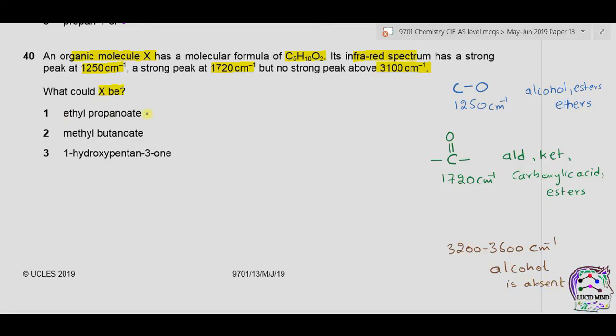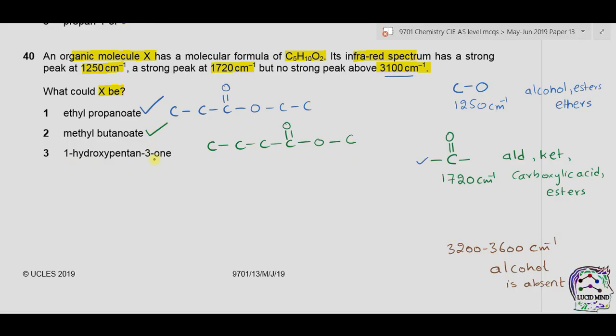Let's look into the options. One is ethyl propanoate, so we can draw it like this. As we can see, a carbonyl carbon is present, so this peak is present for ethyl propanoate. A carbon-oxygen bond is present, so the 1250 per centimeter peak is also present. As there is no OH group, the third peak is absent. So 1 is true. Second is methyl butanoate. Again, this is an ester. The structure will be like this, as we have butanoate and a methyl group is attached. Again, we have a carbonyl carbon, a carbon-oxygen bond, and there is no alcohol, so this is also true.